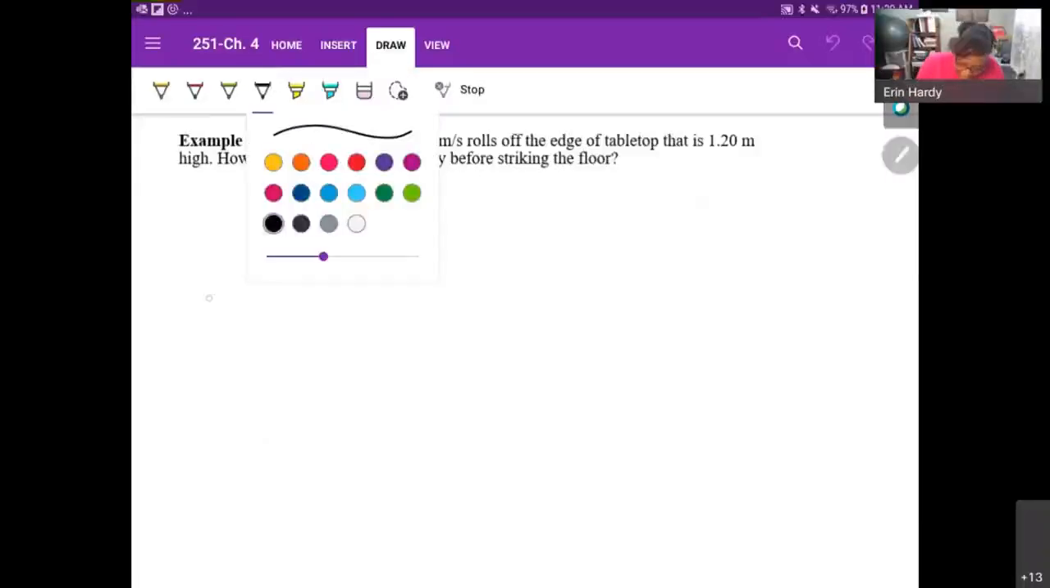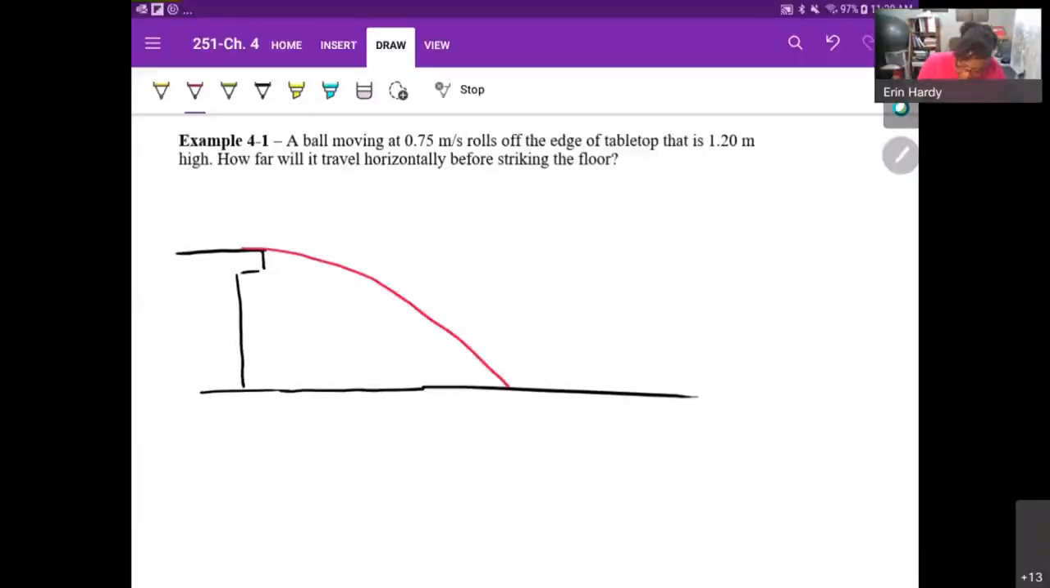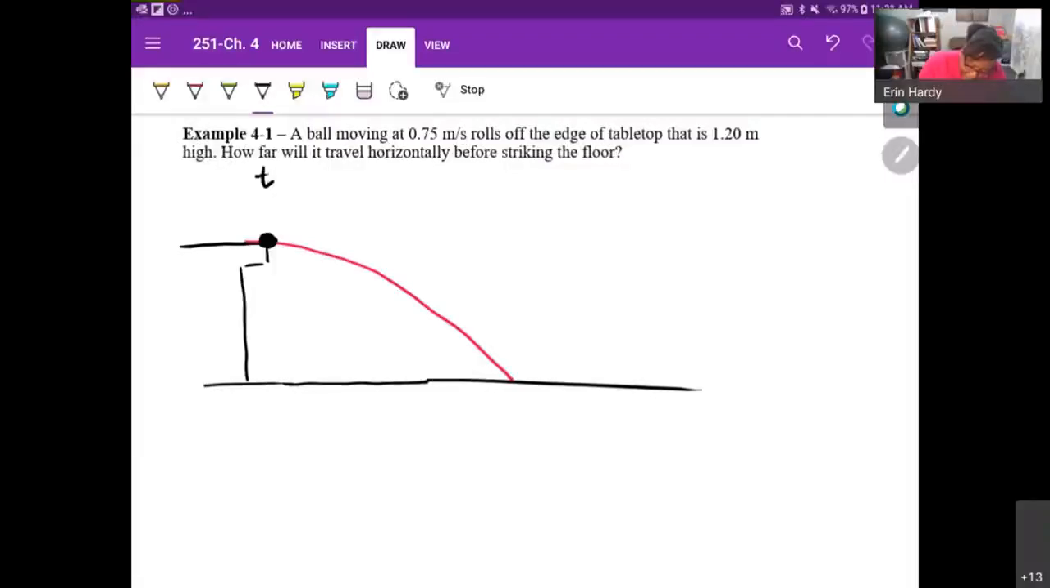So just to make a real quick sketch here, we have our tabletop. We'll let this be the floor. And we have a trajectory that's going to be shaped like this. I'm going to say that at t equals 0, the ball is just leaving the edge of the table. So its y position is going to be 1.20 meters.